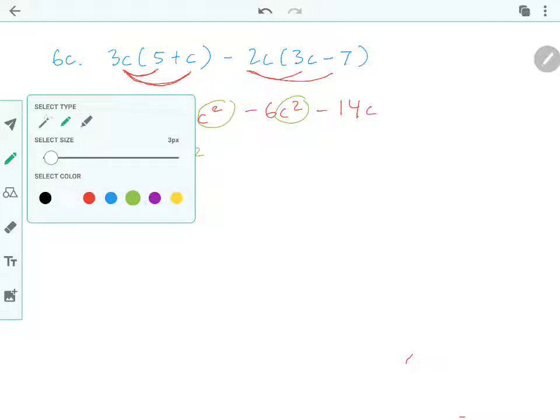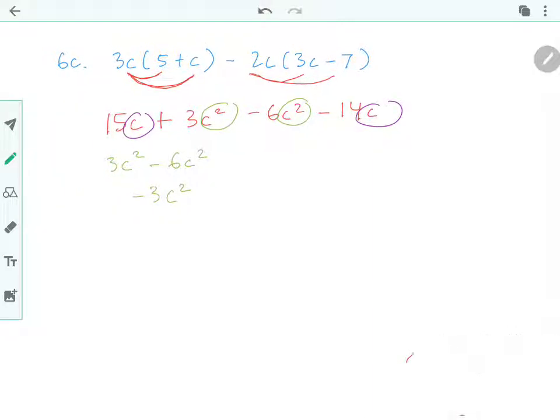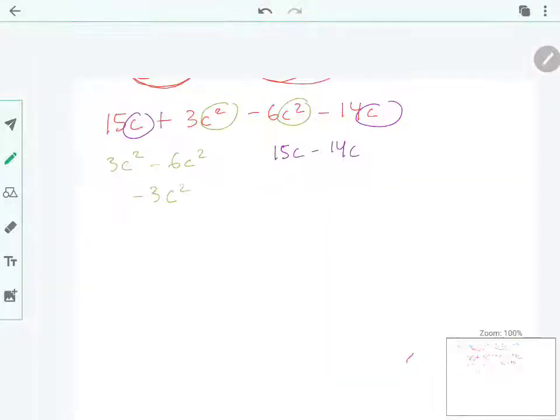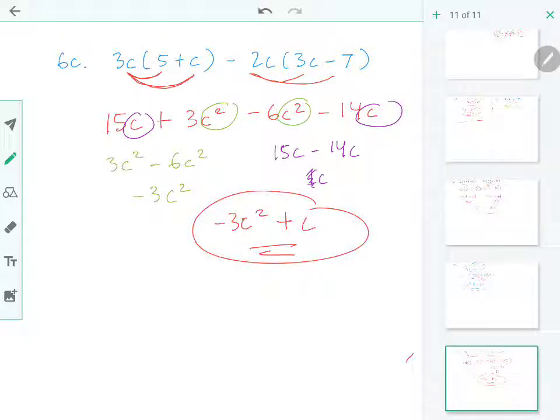Now let's find another like terms. We have c here, another c here, so it's 15c minus 14c, that equals 1c, or we can just call it c. So for the final answer, that will be negative 3c squared plus c. Now let's go to number 7.